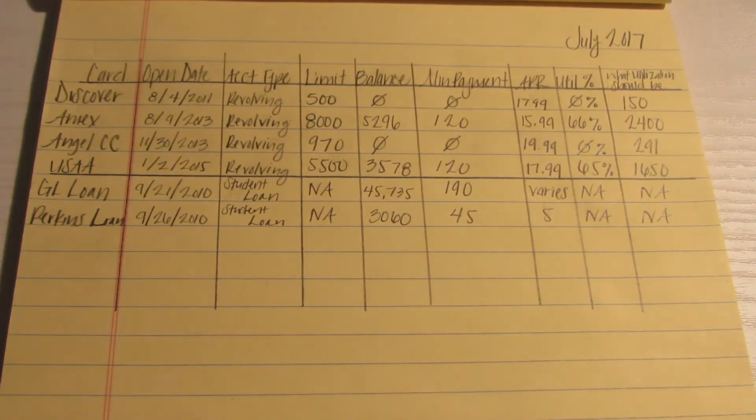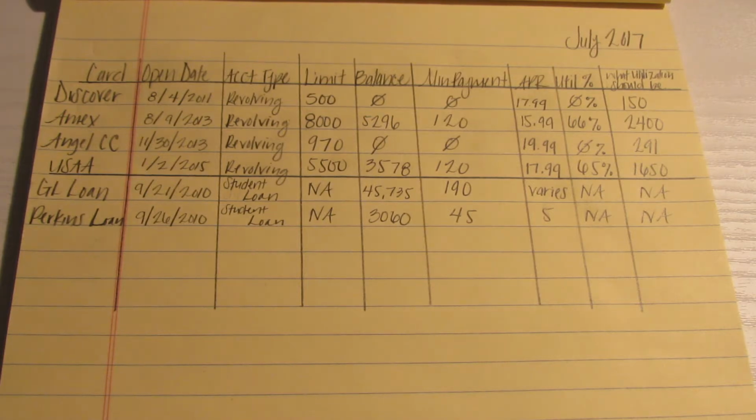So the limit for my Discover card at that time was $500, which is funny. The balance on it then was 0. Minimum payment was 0, but you see my APR was 17.99%, so might as well be 18%. Utilization 0, and then what my utilization should be is $150. So what the utilization part is basically based off of the limit that you have on your card, what percentage of that is being used up by the balance. So to calculate your utilization would be to take your balance and divide it by the limit, and it'll give you a certain percentage. In this case with the Discover card, there is no utilization percentage, it's 0.